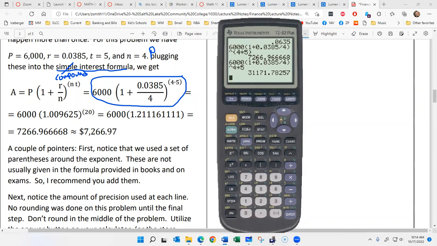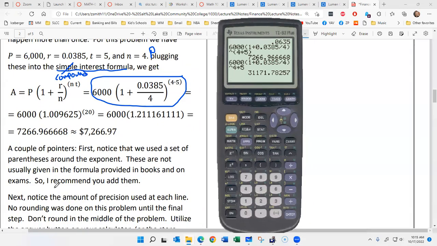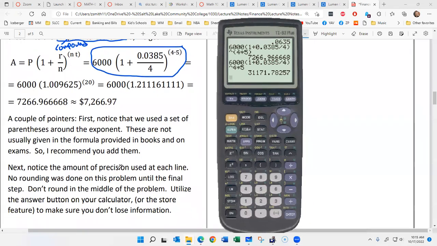Yeah, so I've added the parentheses. Hopefully the formulas on the exam have those parentheses now. I think they're important because if you don't use them, you get the answer wrong. Now, if you're doing this by hand, then you can do 4 times 5 is 20, and those parentheses won't be necessary because there's no operation involved in that exponent. So a couple of pointers again: the set of parentheses around the exponent, and also the amount of precision used at each line, no rounding.